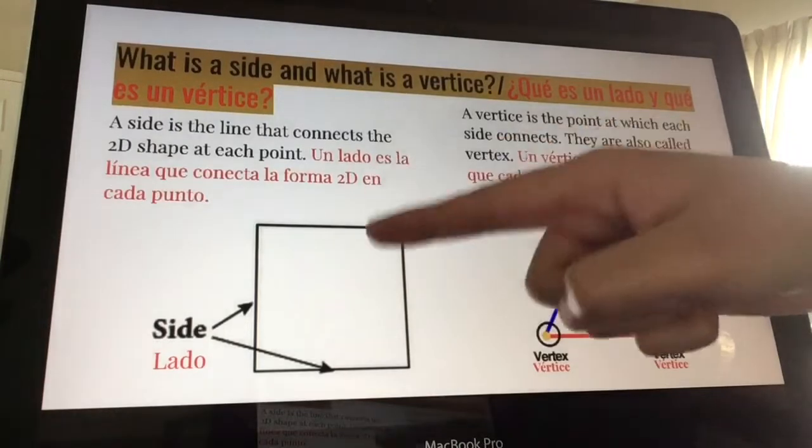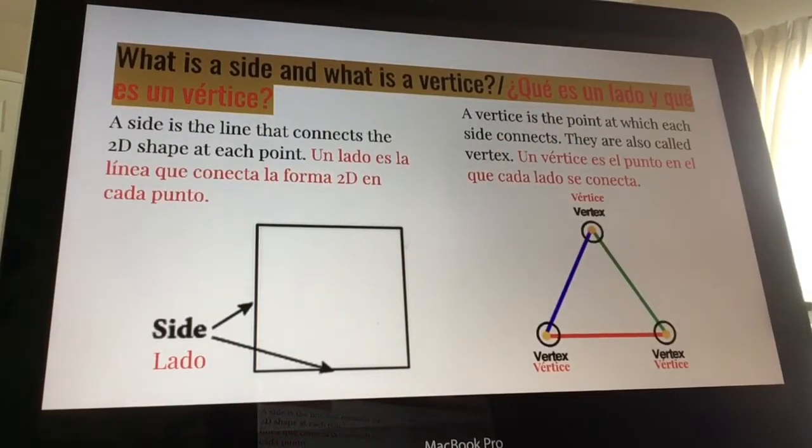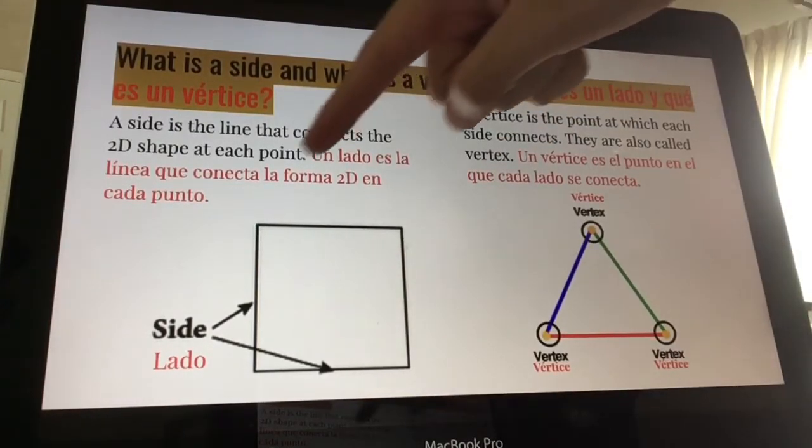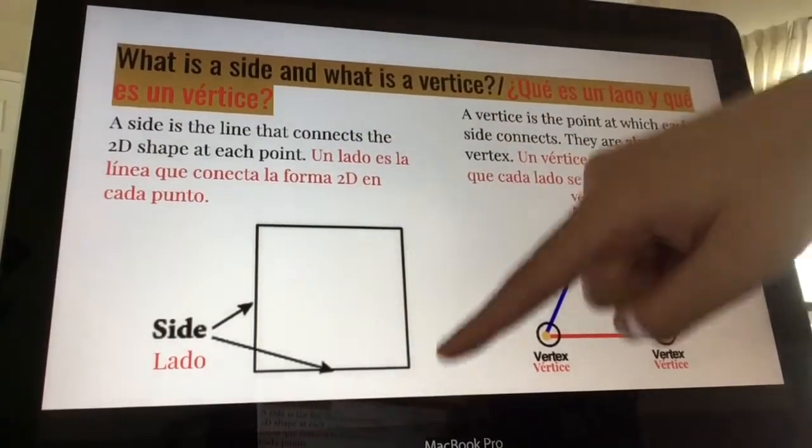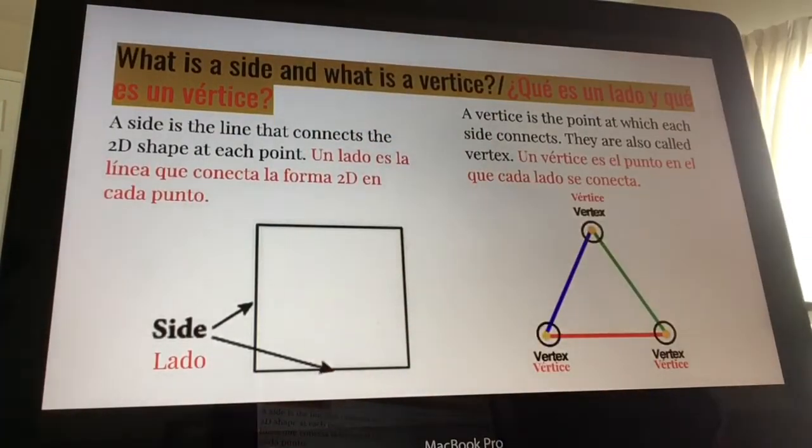How many vertices are in this square? Can you figure it out? They're like the corners. 1, 2, 3, 4 vertices.